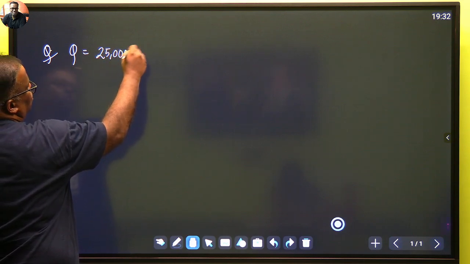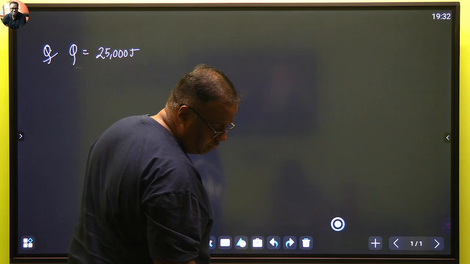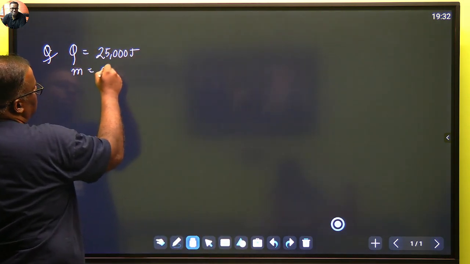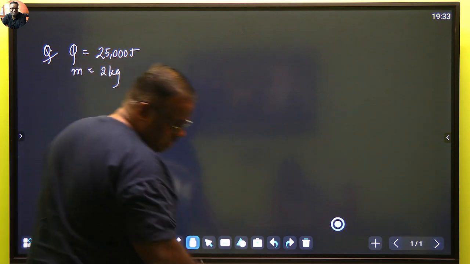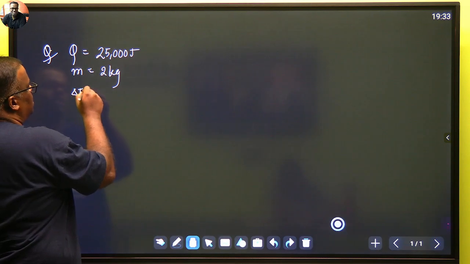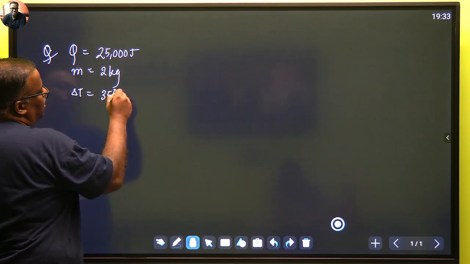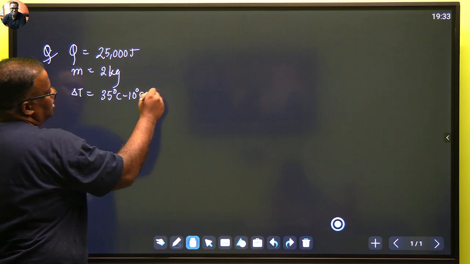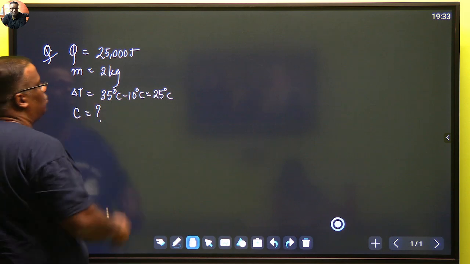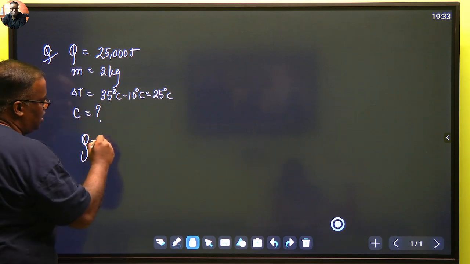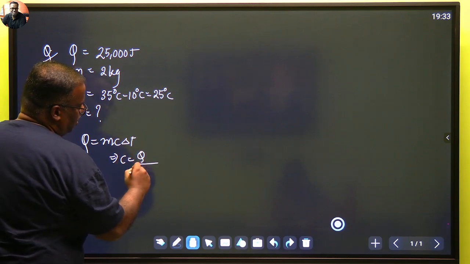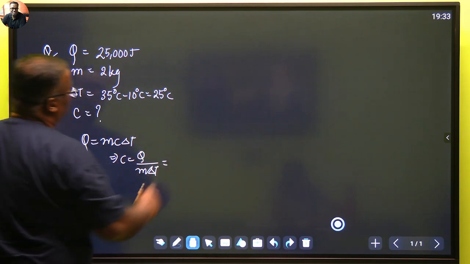25,000 joules of energy is supplied to a mass of 2 kg. M stands for mass, which is 2 kg, and its temperature rises from 10 to 35 degrees Celsius. So delta T is equal to 35 degrees Celsius minus 10 degrees Celsius, which is 25 degrees Celsius. Calculate the specific heat. If you do it yourself, what will you write for Q? MC delta T, and C is equal to Q upon M delta T. What is the value of Q?